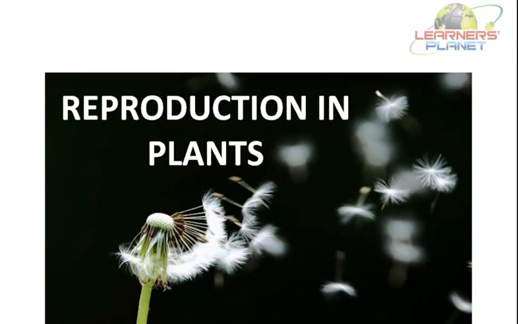Students, before starting with the lesson, I would like to share something about plants. Yes students, plants are critical to other life on this planet because they form the basis of all food webs. Most plants are autotrophic, creating their own food using water, carbon dioxide and light through a process called photosynthesis.